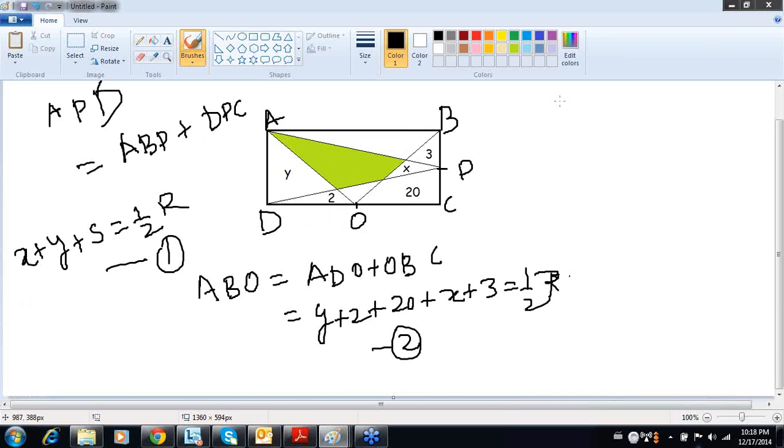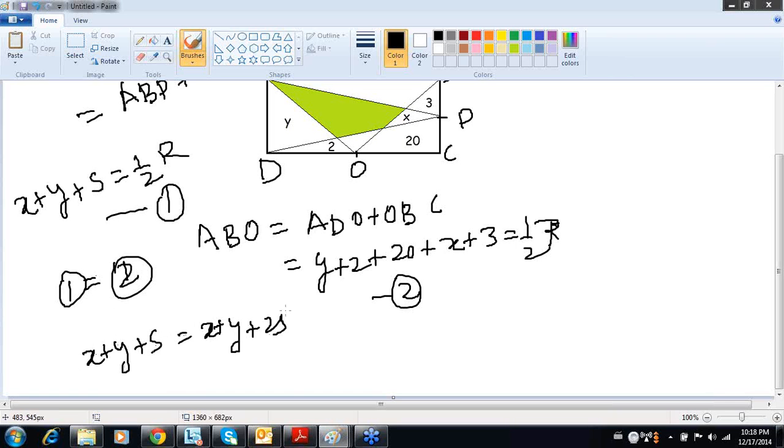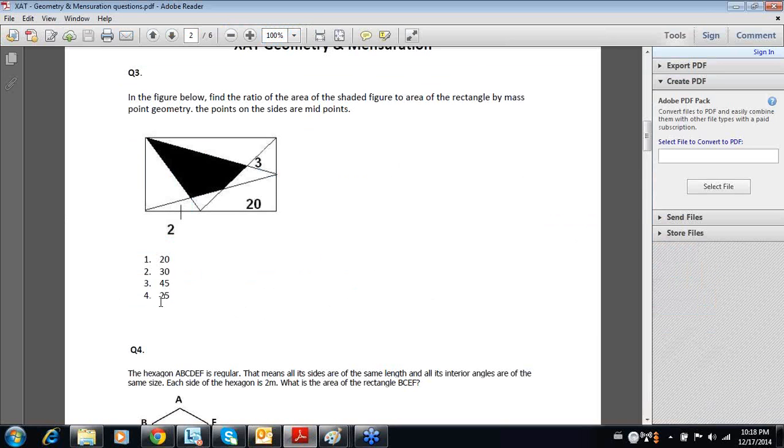If you equate equation 1 and equation 2, X plus Y plus S is equal to X plus Y plus 25. That means the shaded area is equal to 25. Shaded area is equal to 25. So we'll go ahead and mark option number 4, 25. Everybody clear with this? You want me to repeat this question?